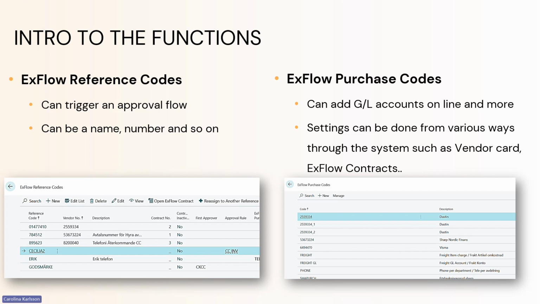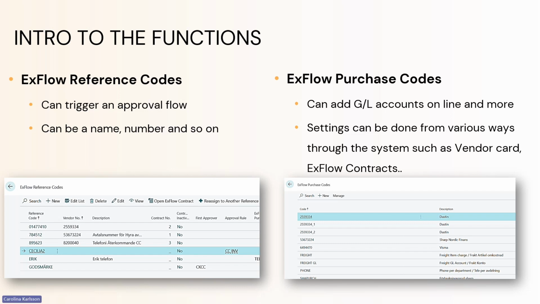And then we have ExFlow purchase codes. This is used to add coding on invoice lines automatically. And you can add the purchase code to the vendor card, you can add it to a reference, to a contract, or directly in ExFlow setup. And with the code, you can split lines, you can add dimensions, you can work with VAT, prod, posting groups, and so on.